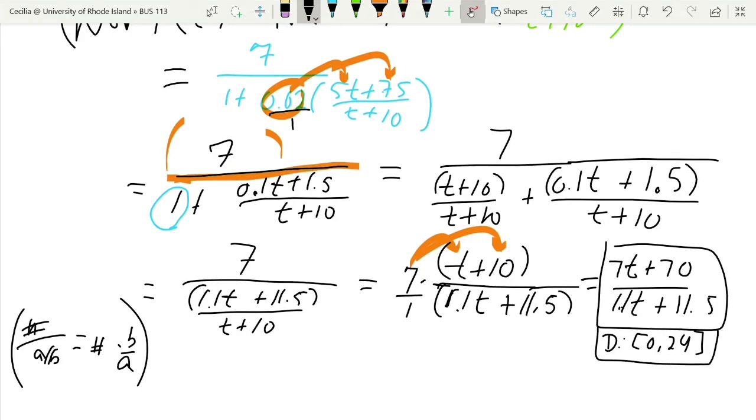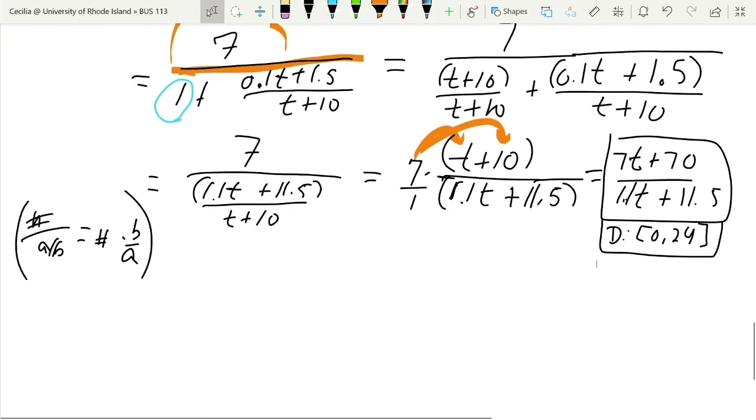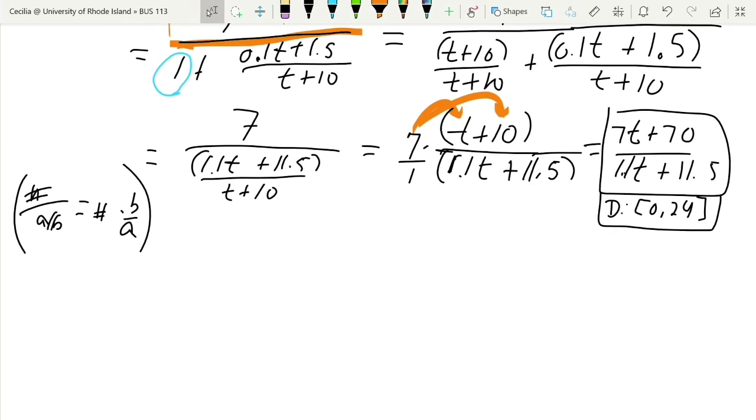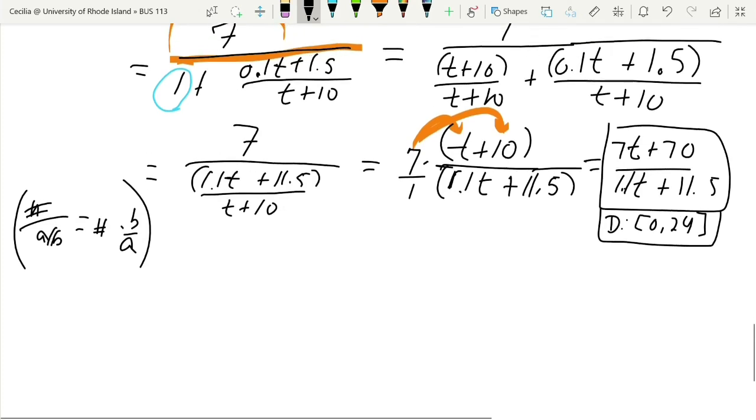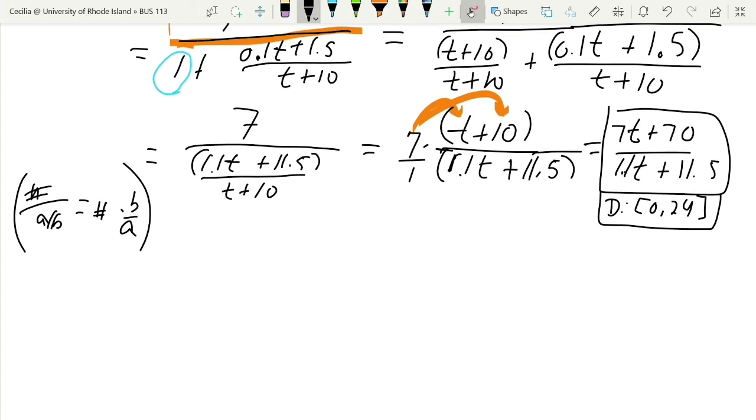Okay, so now we're asked in Part B to use the results from Part A and determine the number of housing starts at present and 12 months from now. Okay, so at present would be the number of housing starts. And remember now this is a function of t because we've done a composition. So our new function is a function of t.